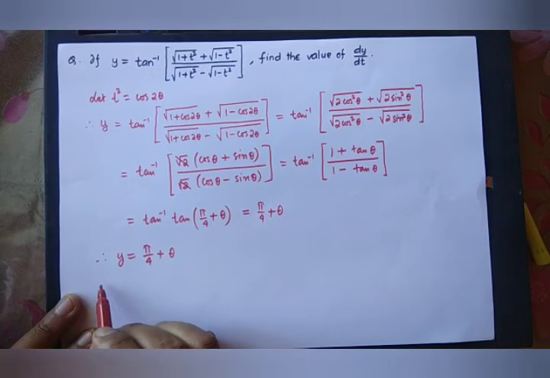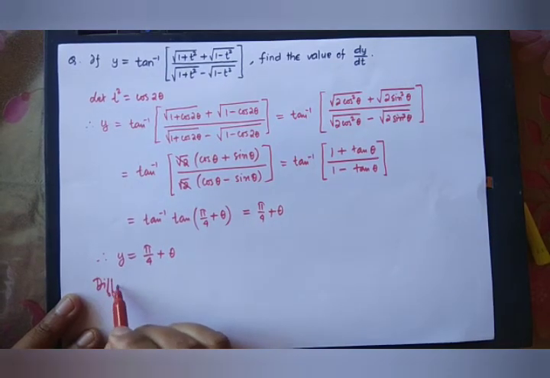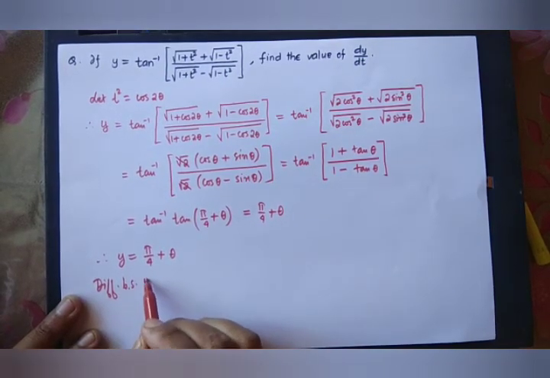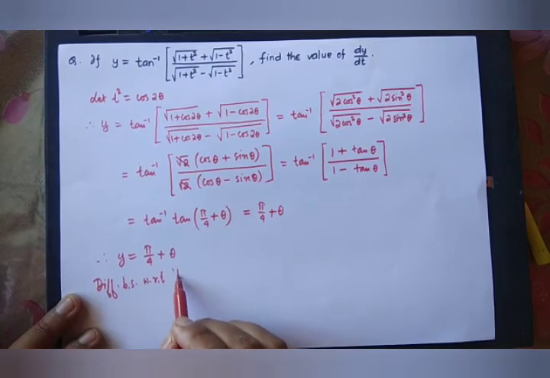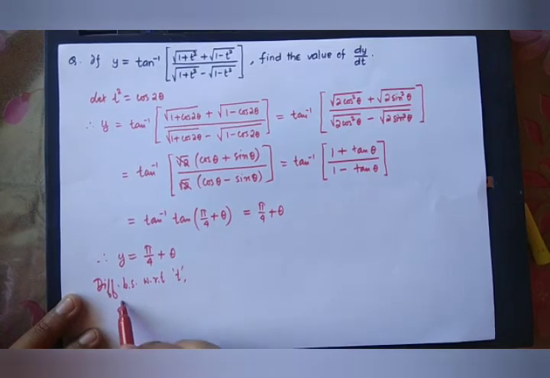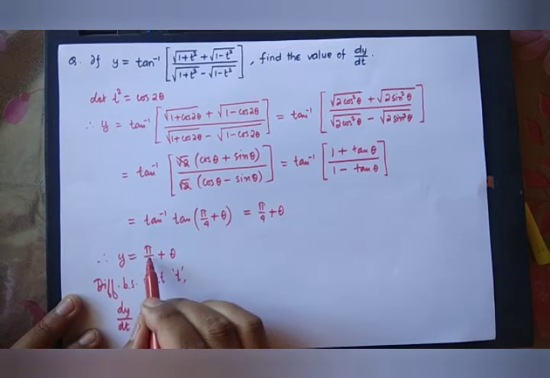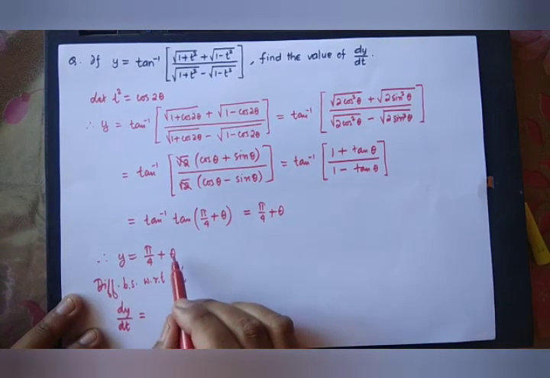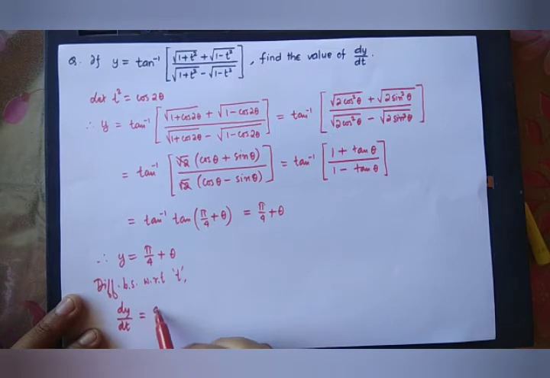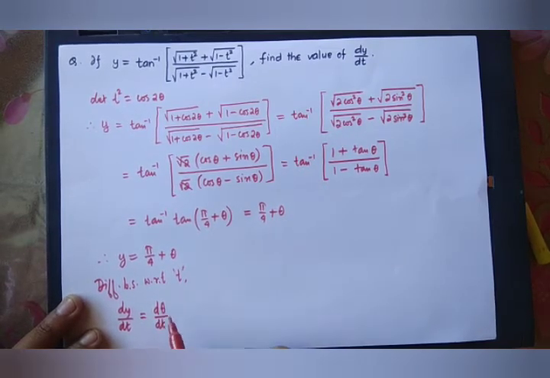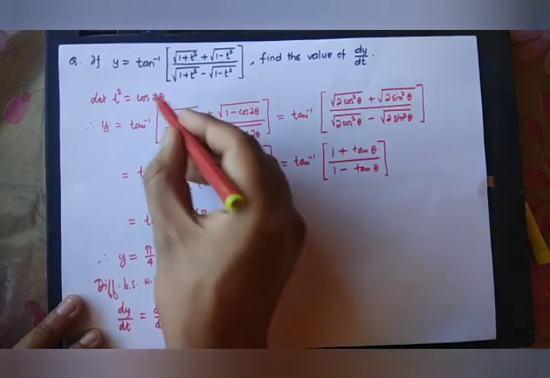Okay, so therefore differentiating both sides with respect to t, then I have dy by dt equal to the differentiation of pi by 4, which is 0, so no need to write. So differentiation of theta is d theta by dt. That means I need to find d theta by dt, so that has to be found using this.